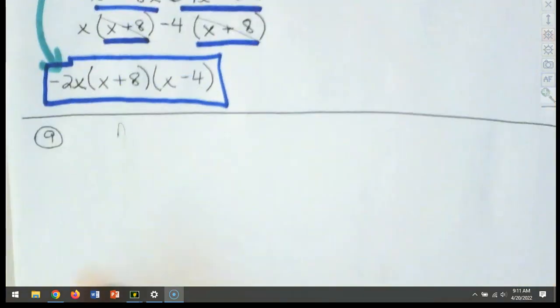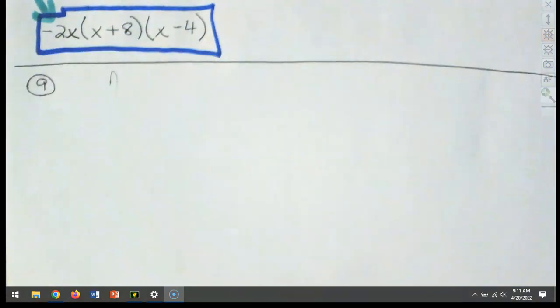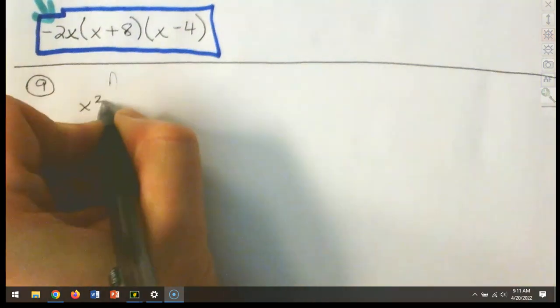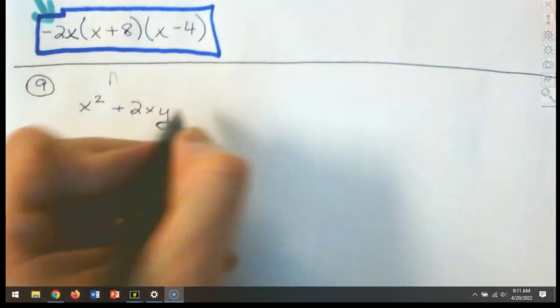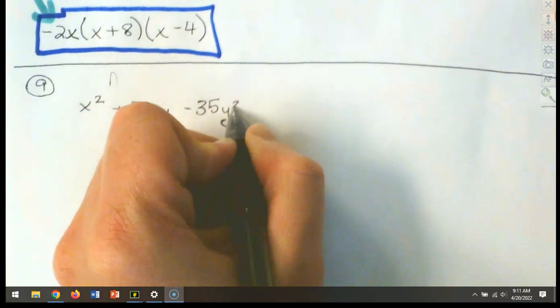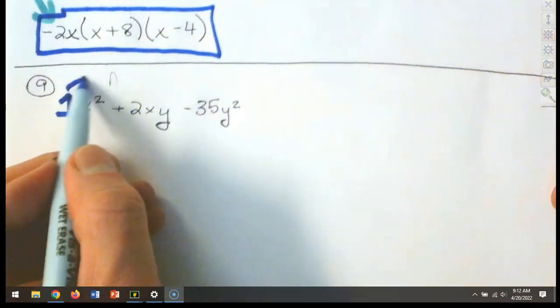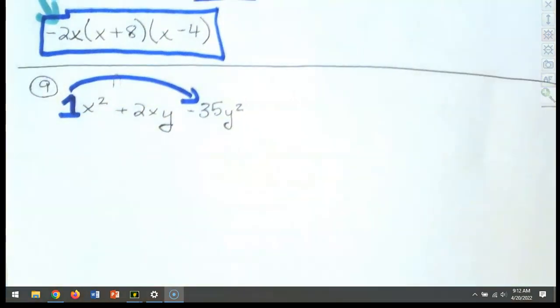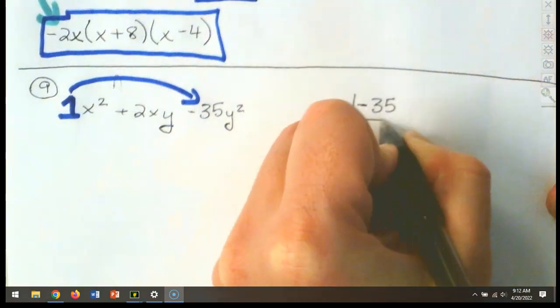Question 9. Okay, so question 9, we have x squared plus 2xy minus 35y squared. So first things first, nothing's in common, right? Always check that first. No number, no variables in common. If there's nothing in front, we add a 1. And we take 1 times that negative 35. So that makes it a negative 35 in the box.